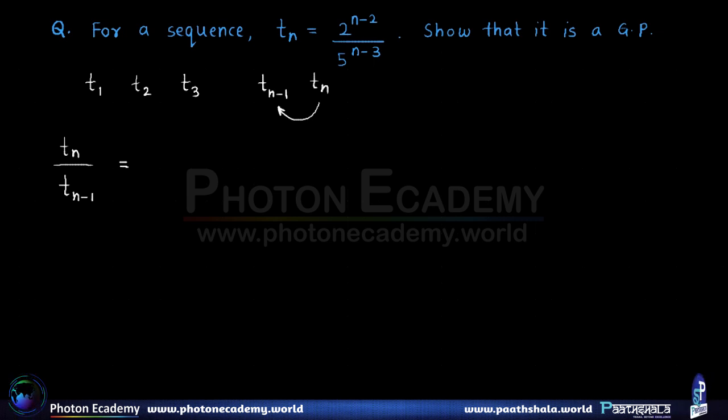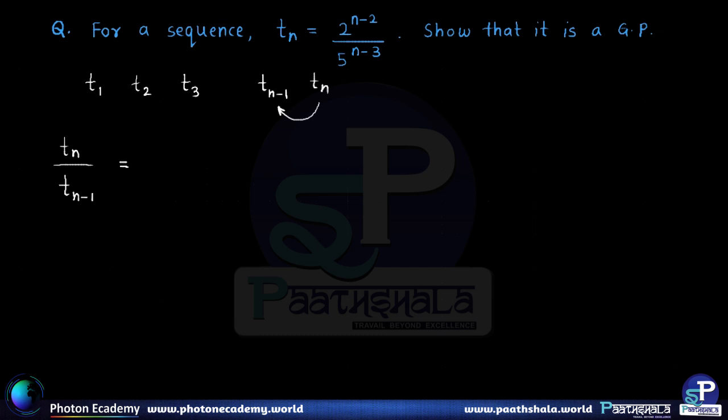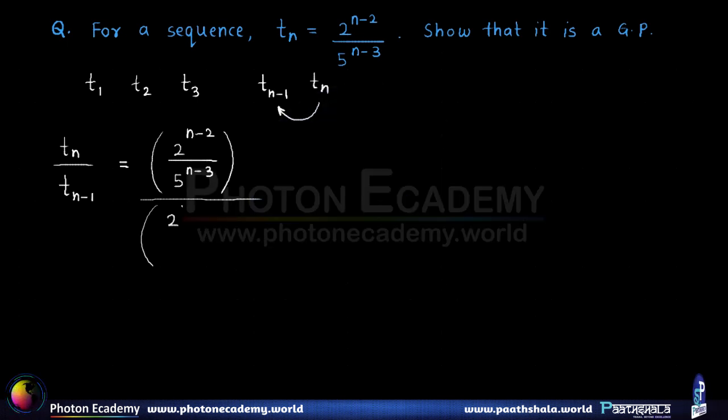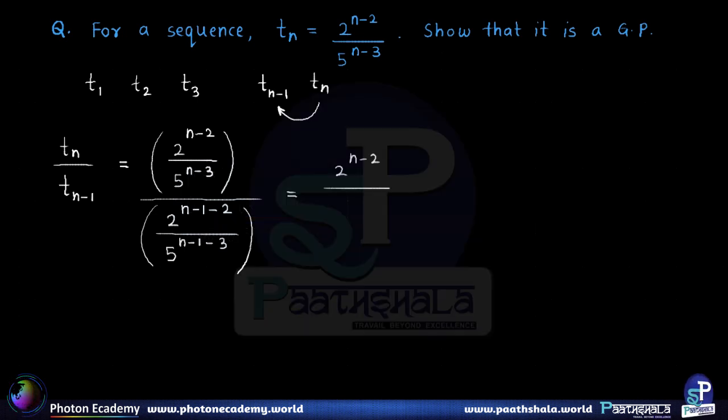Now putting in the given expression, for Tn we have 2 raised to n minus 2 whole upon 5 raised to n minus 3. This is Tn. It has to be divided by Tn minus 1. So wherever there is n, we will replace it with n minus 1. Which will give us 2 raised to n minus 1 minus 2 whole upon 5 raised to n minus 1 minus 3. Right?